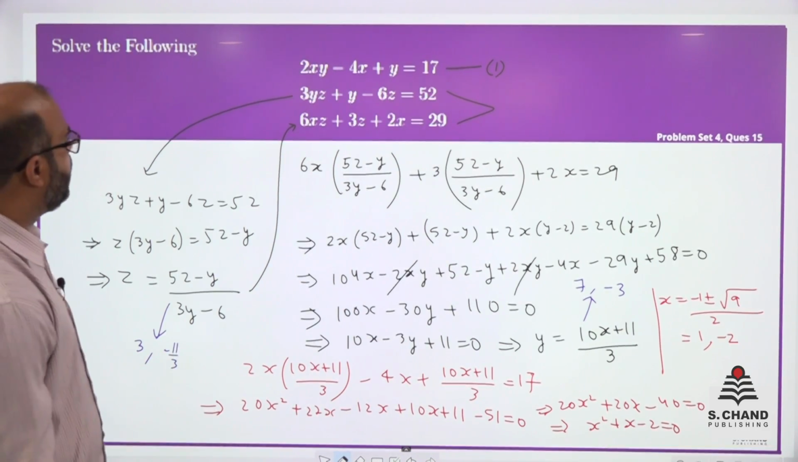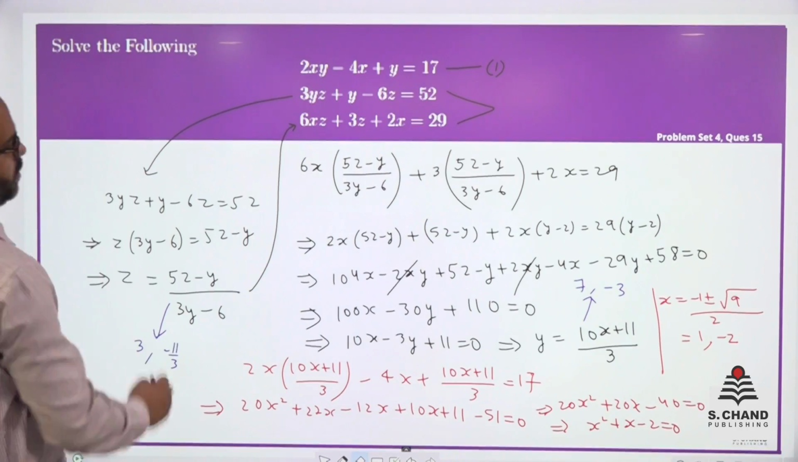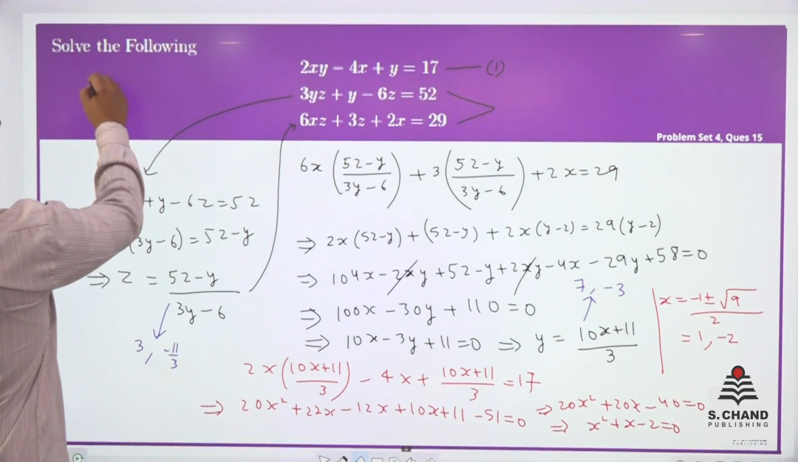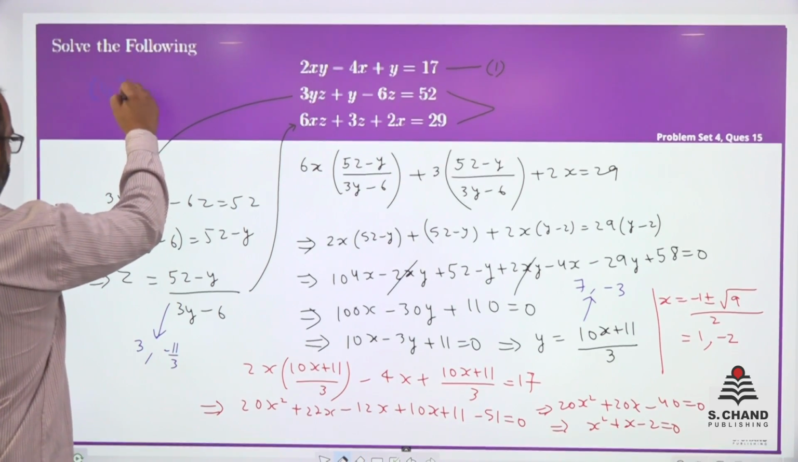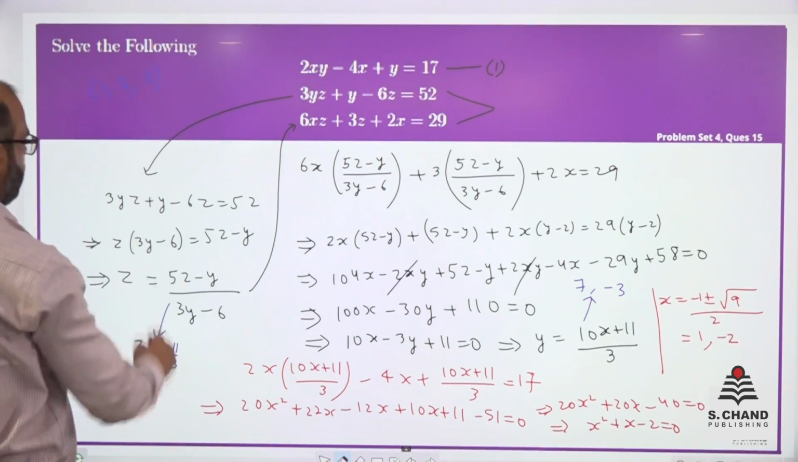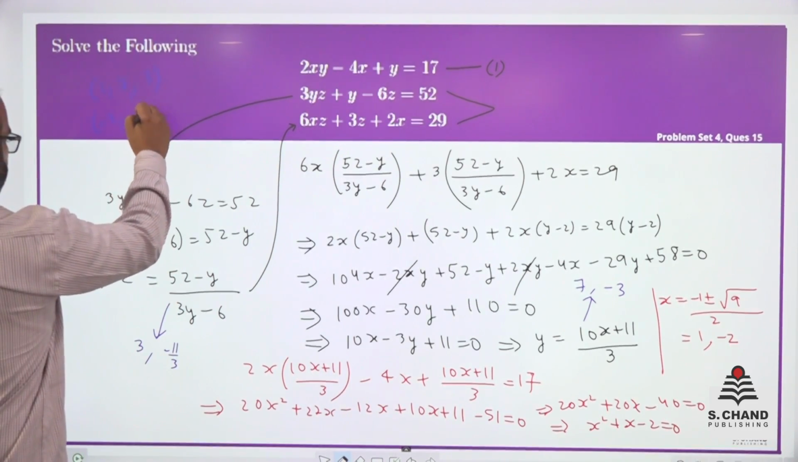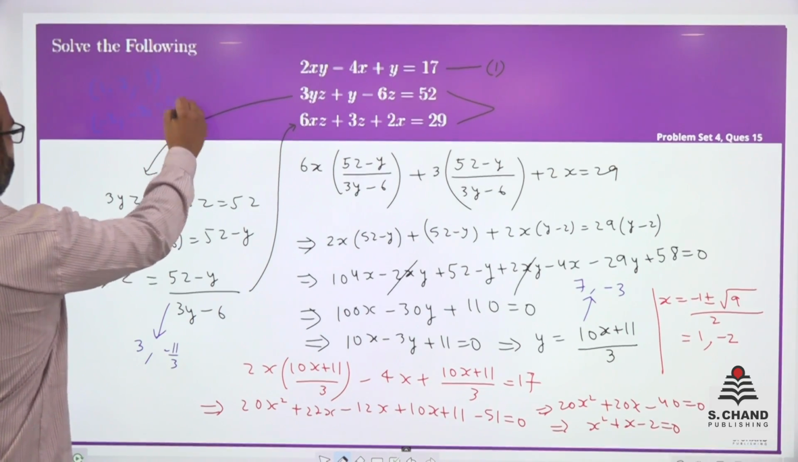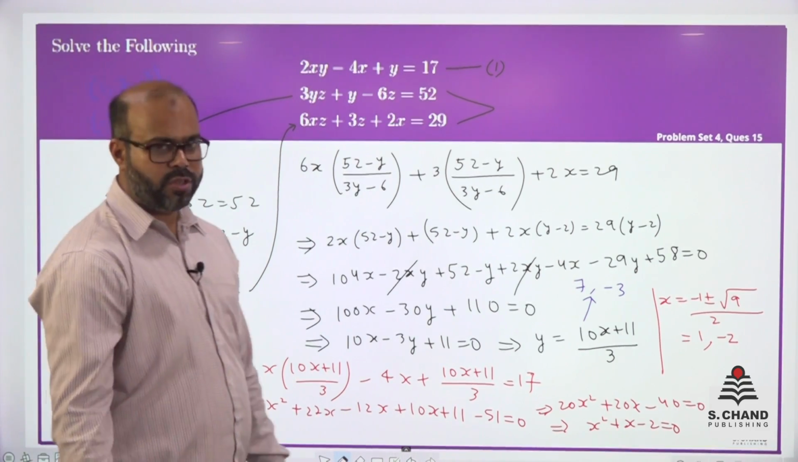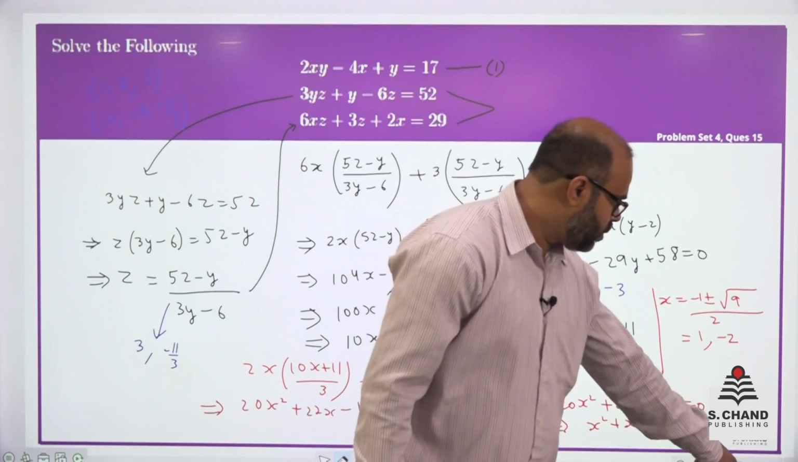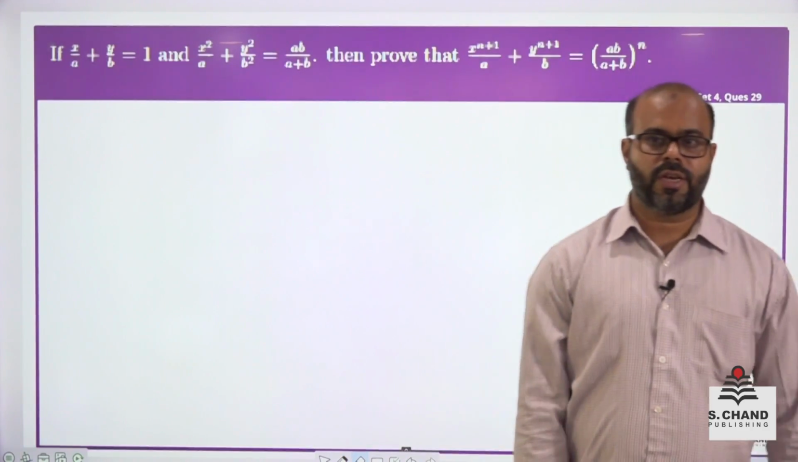So, you can say that the set of solutions are 1, 7, 3 and minus 2, minus 3, minus 11 by 3. So, this is how we will solve such equations. Now, let us come to the next question here.